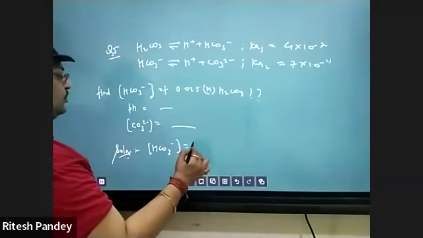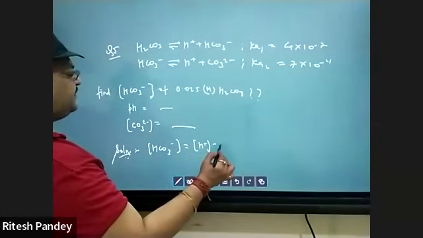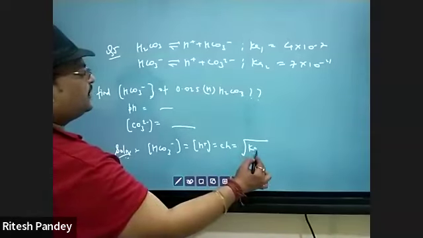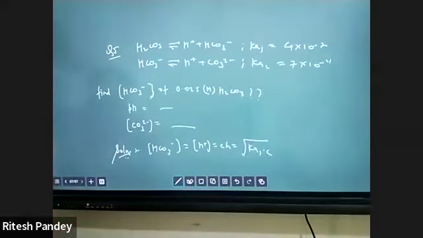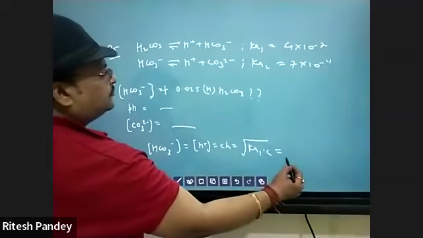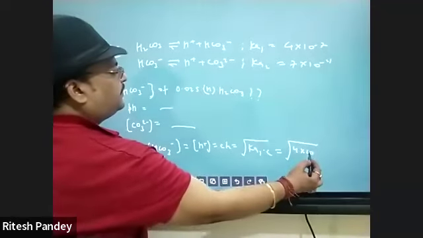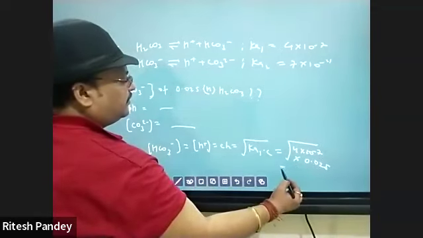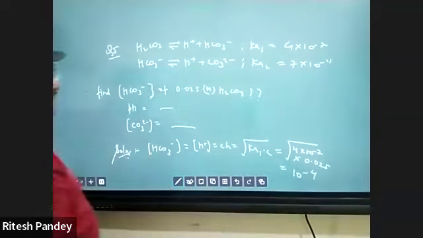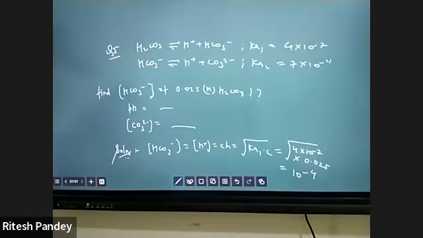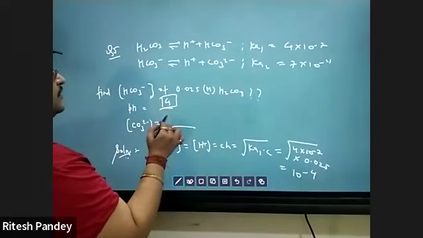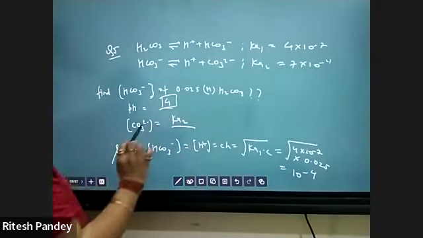HCO3 minus is equal to H plus, which is equal to root over of K1 into C, which is 4 into 10 to the power minus 7 into 0.025. We get 10 to the power minus 4. Yes, sir, it is 10 to the power minus 4. So pH will be minus log of 10 to the power minus 4, which will come as 4, and the value of carbonate will be equal to K2, that is certain.